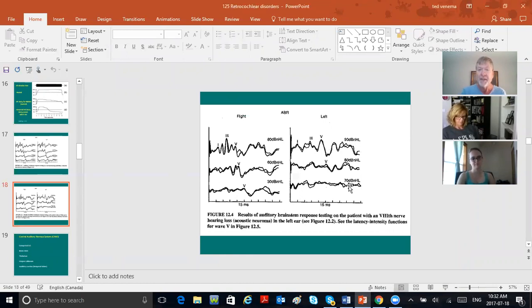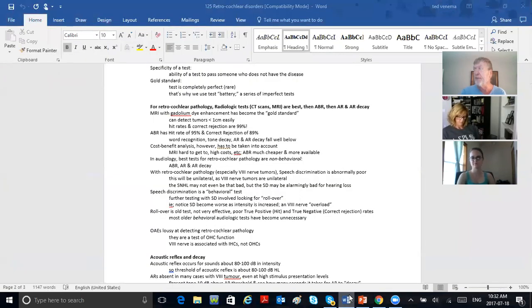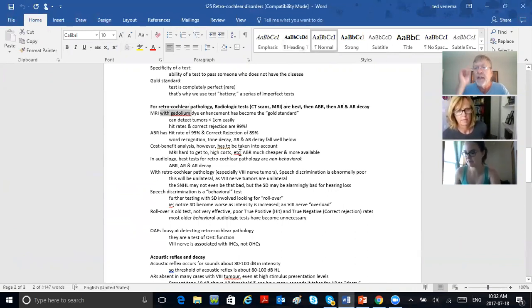Okay? If we finish here, we'll just sort of read this here. MRI with gadolinium dye. Ooh, look at where that word is. Have you ever had an MRI done? If you ever get one done, they sometimes inject you with a dye. They put a needle in you. Now, when I had it done, it was for my throat.